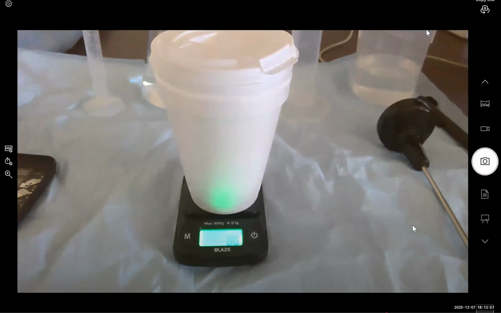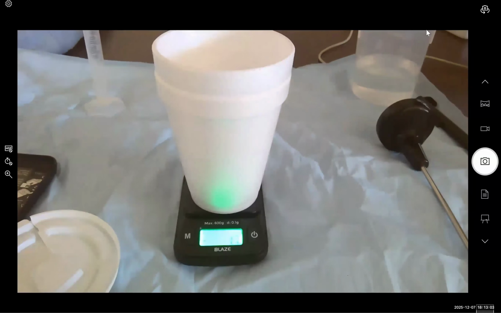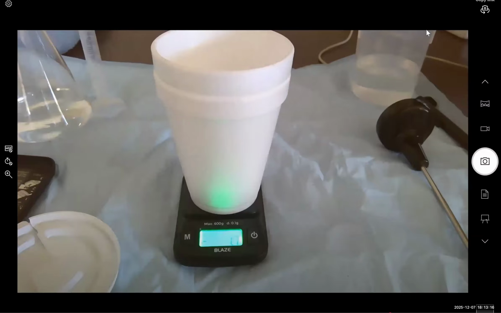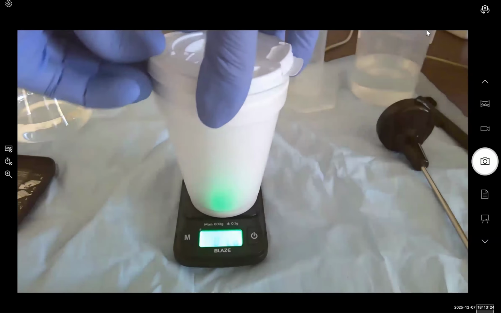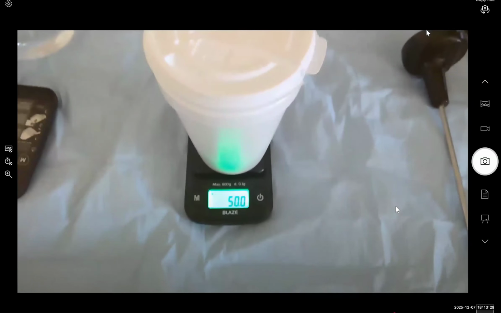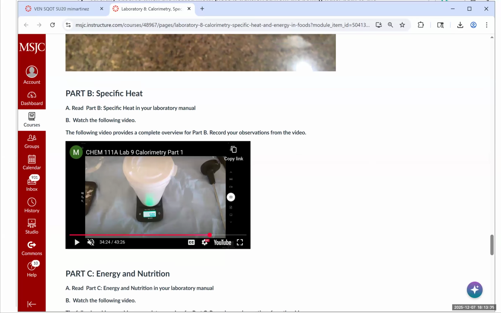So again, we're taring our coffee cup calorimeter, and we're adding our third batch of water to it. So we've transferred the water into the coffee cup calorimeter, and this has been pre-tared already. And this time we have a mass of water of 50.0 grams. So let's record that.